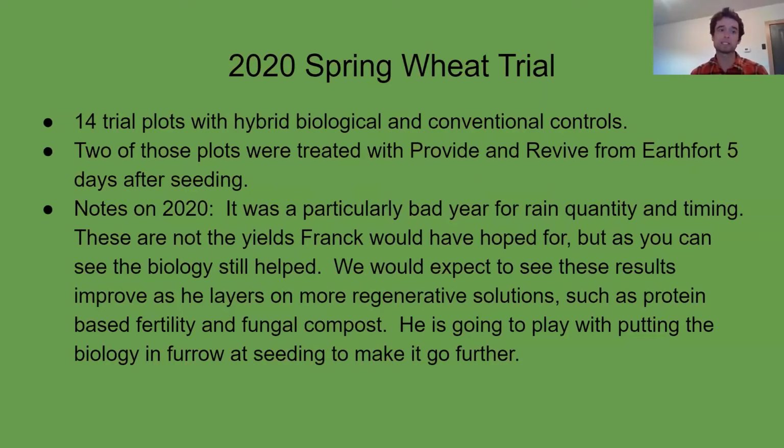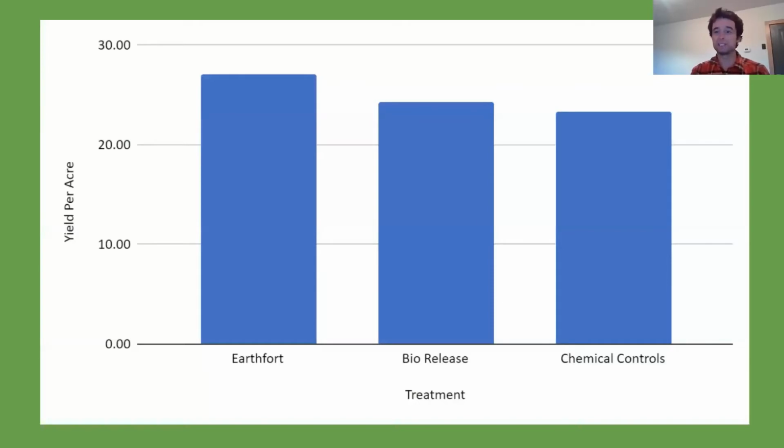He had 14 plots set up. 2 of them he did Provide and Revive from Earth Fort. Granted, this is a really bad year. This is 2 years ago, not a lot of rain, but you can see they had higher yields on the Earth Fort plots and the Bio Release. That's a different biological he was trialing. They both outperformed the chemical controls.